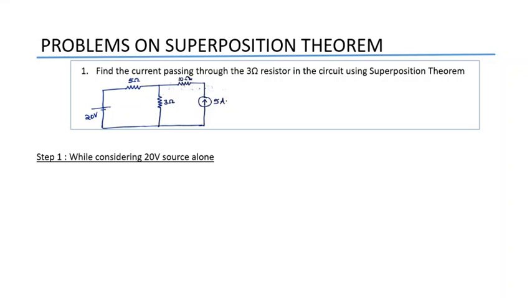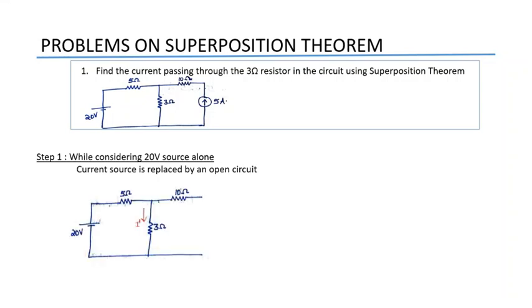By considering the 20 volt source alone, then what about the current source? The 5 ampere current source should be represented by an open circuit. So the diagram will be like this. Now the current I dash is marked as the current through the 3 ohm resistance. Now we have to find out I dash.